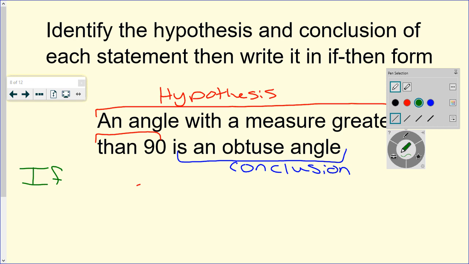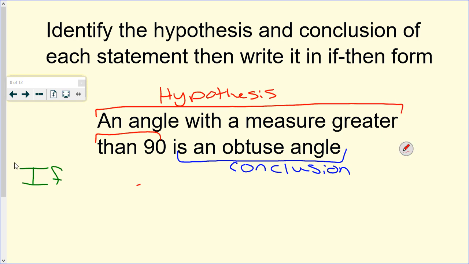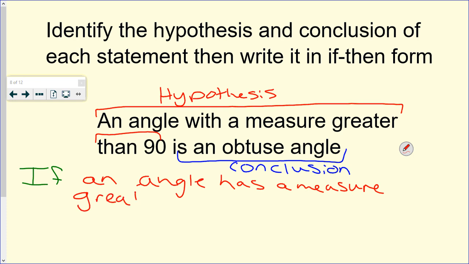What are those two keywords in our conditional statement? If and then. We're going to put if, our hypothesis, but we need to rearrange it a little to make more sense. If I just say, if an angle is measured greater than 90, how could I state that more easily? If an angle is greater than 90 or has a measure greater than 90, I take either one. So if an angle has a measure greater than 90.